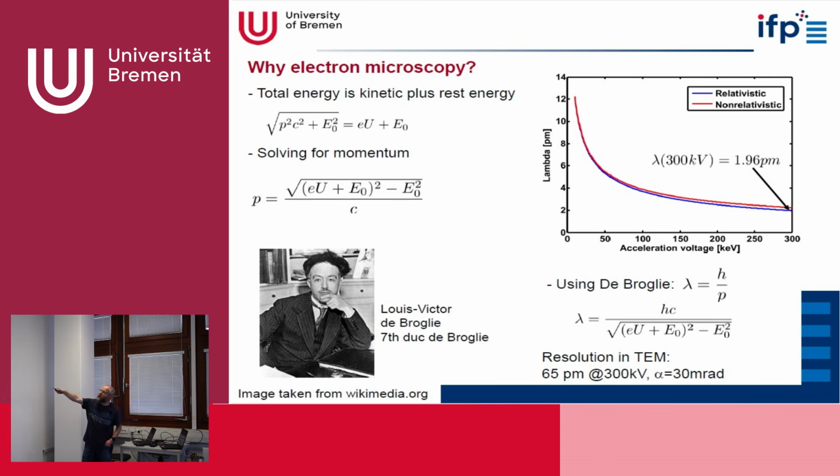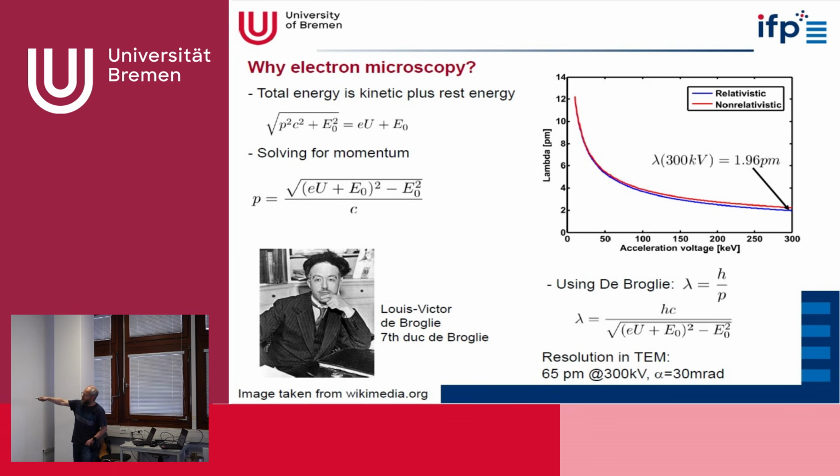If we start with the total energy on the left-hand side, this total energy is in principle the kinetic energy, the elementary charge e times the acceleration voltage U, plus the rest energy, here the rest energy of the electron in our case. Then we can solve this for the momentum, insert it into de Broglie's law, and we end up with this equation here.